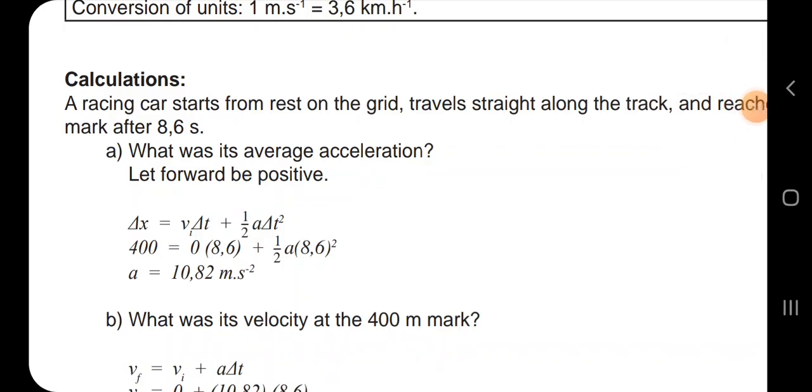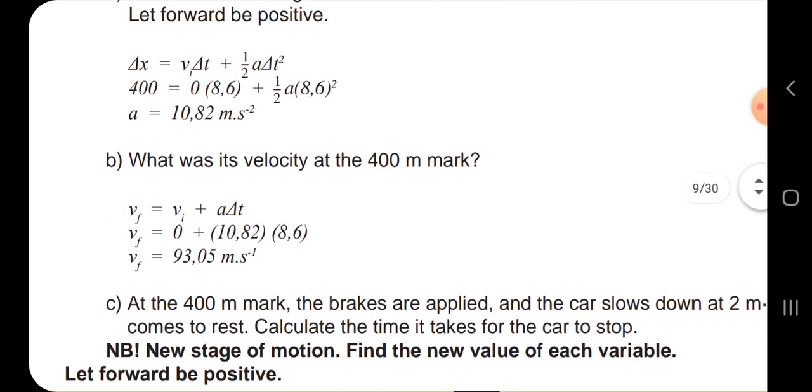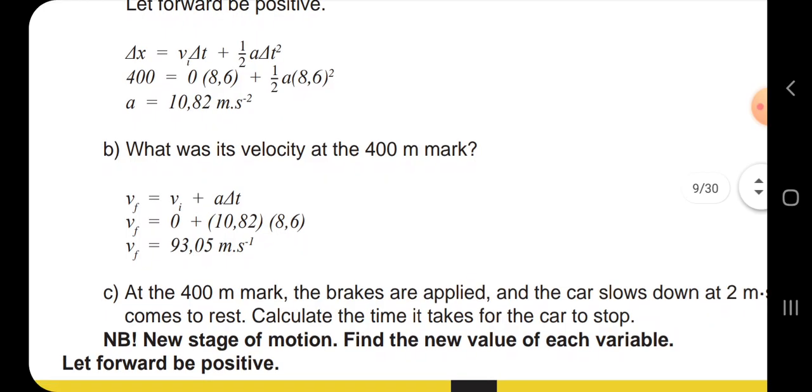So here, in this instance, you are solving for a, which means 0 times 8.6 will go to the left-hand side and be negative, but the whole thing is going to be 0 anyway. And then you can solve this one. Here you solve for a, and then for b, what was its velocity at the 400 meter mark? So we're looking for final velocity here.